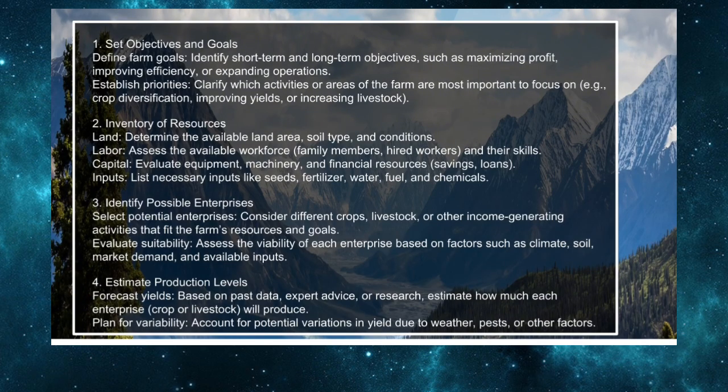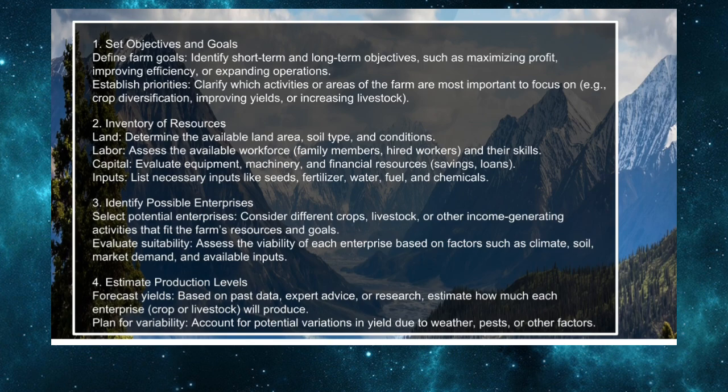This may include maximizing profit, improving efficiency, or expanding operations. Objectives provide direction and help the farmer decide which enterprises or activities are most important to focus on. Without clear goals, farm planning becomes uncertain and unfocused.